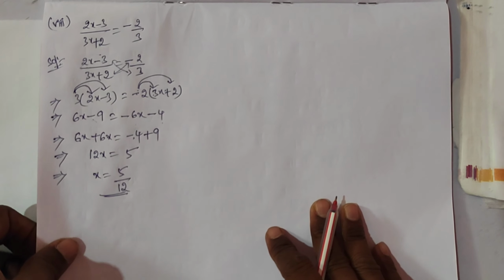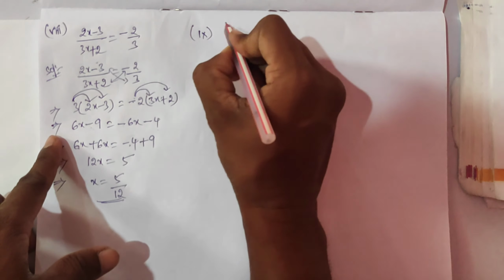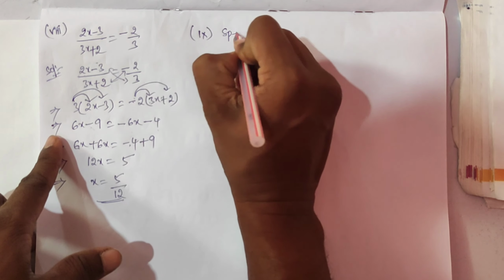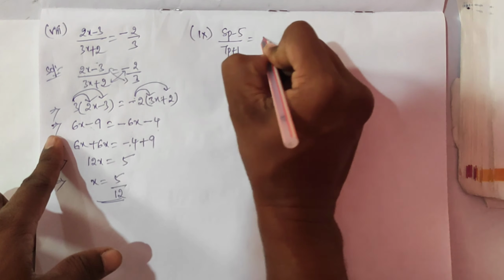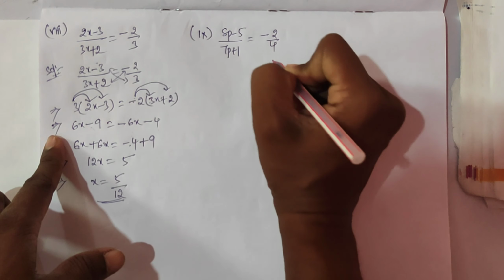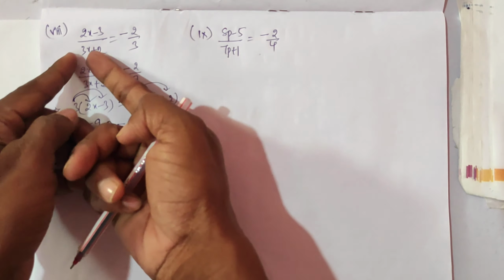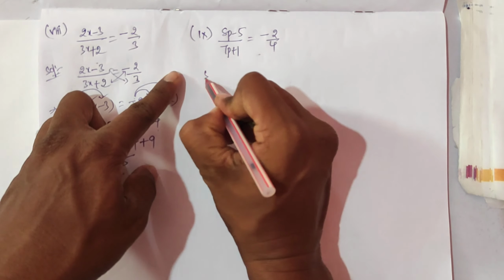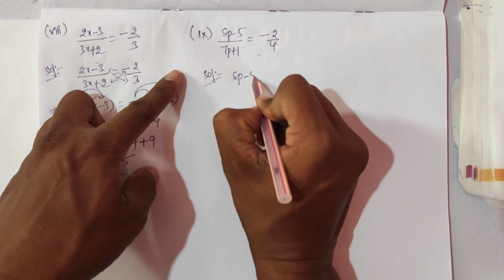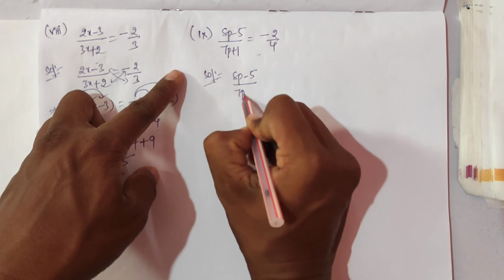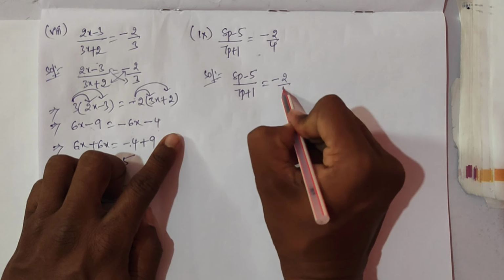Next, question number 9. Question number 9 also has the same form: 8p minus 5 by 7p plus 1 is equal to minus 2 by 4. Again, see, the same process is there. Solution: first we'll write the given question here. 8p minus 5 by 7p plus 1 is equal to minus 2 by 4.